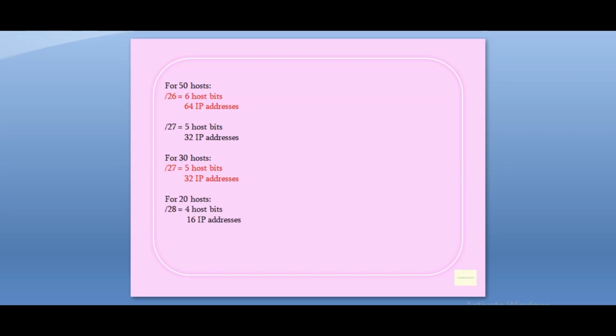On to our last subnet, we have 20 hosts. So /27 gives us 32 IP addresses. Let's check the next prefix. /28 gives us 16 IP addresses. That means even for this subnet, we are going to use /27.